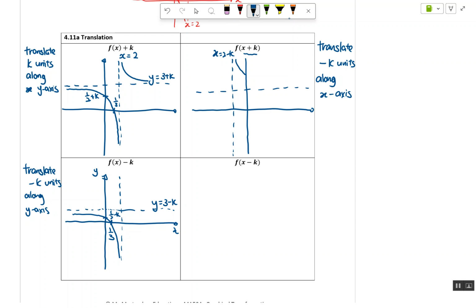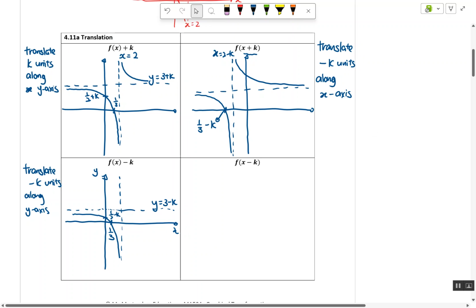Okay, so this guy will become here. You may need to find out what is here, the y-intercept, but it doesn't matter right now. And then this guy will become here. The y-intercept becomes 1/3 minus k. So when you see f(x plus k), it means move left. When you make changes to the x, it is always the opposite way.